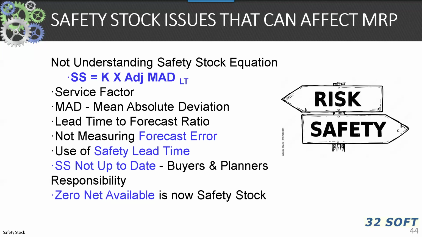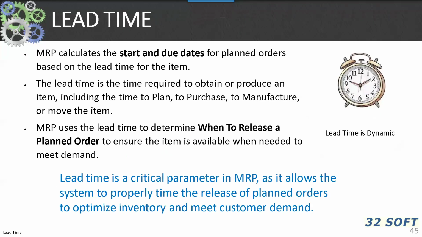You can use safety lead time. We'll talk about that in just a second. And planners and buyers have a tendency, I've seen this so many times, to set it and forget it. You cannot do that. MRP sets the zero net availability; now it is the safety stock. If you input safety stock, you bought it.